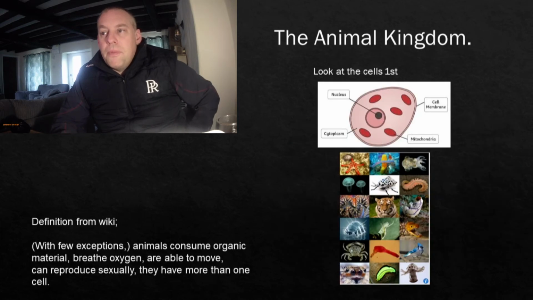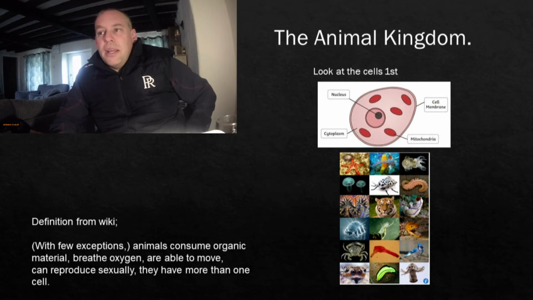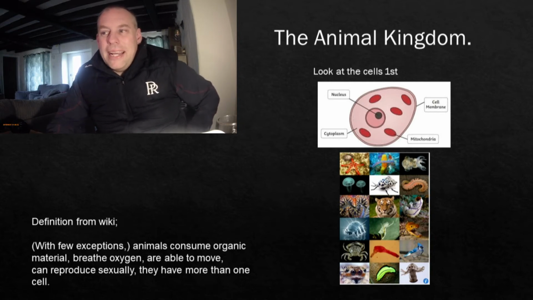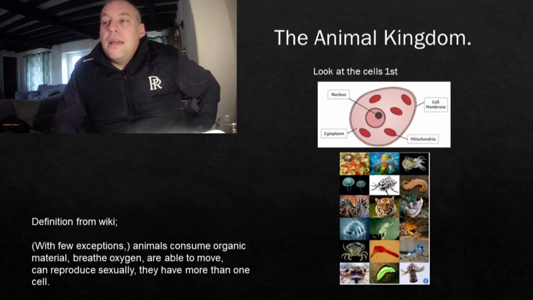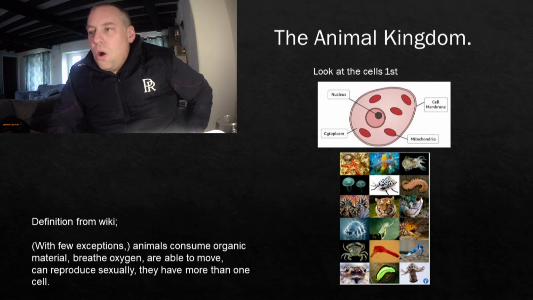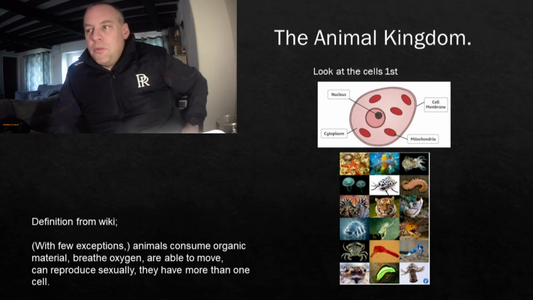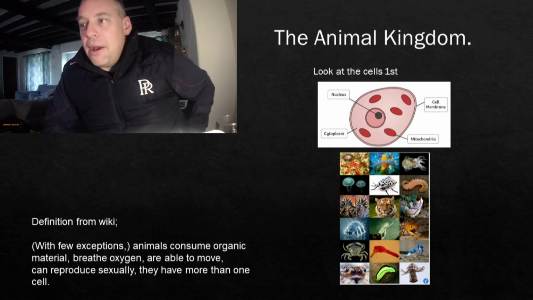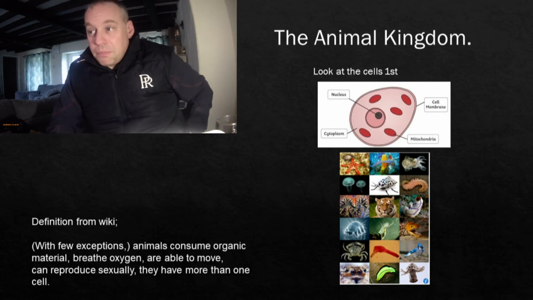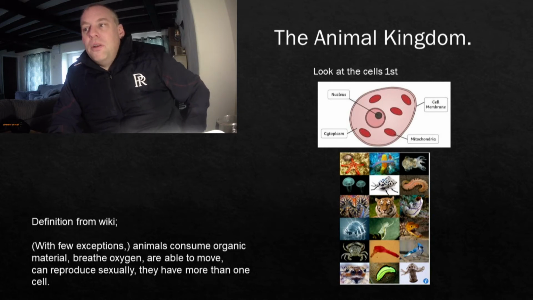Right, here we go. First one is the animal kingdom, and the first thing we're going to look at each time is going to be the cells. They're going to be our first indication of what type of kingdom we're looking at. Now, we've covered cells before in a previous video, but animal cells contain principally 4 things. They've got the cytoplasm, nucleus, mitochondria, and membrane.